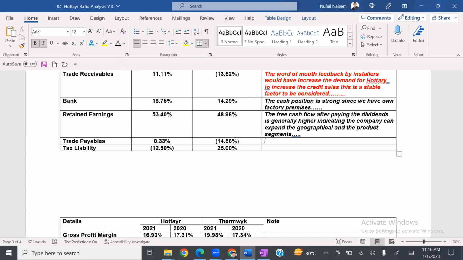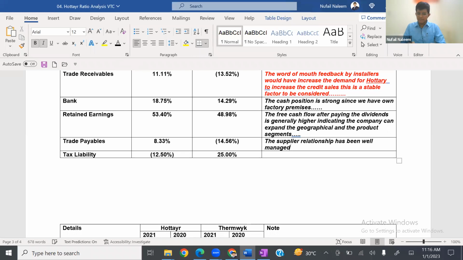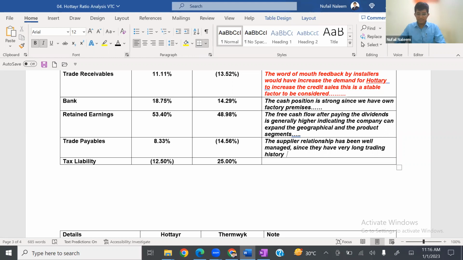So I'll write down here the supplier relationship. The supplier relationship has been well managed. So students, can I get a confirmation? Since they have a very long trading history, 1952 till date is a very long trading history.